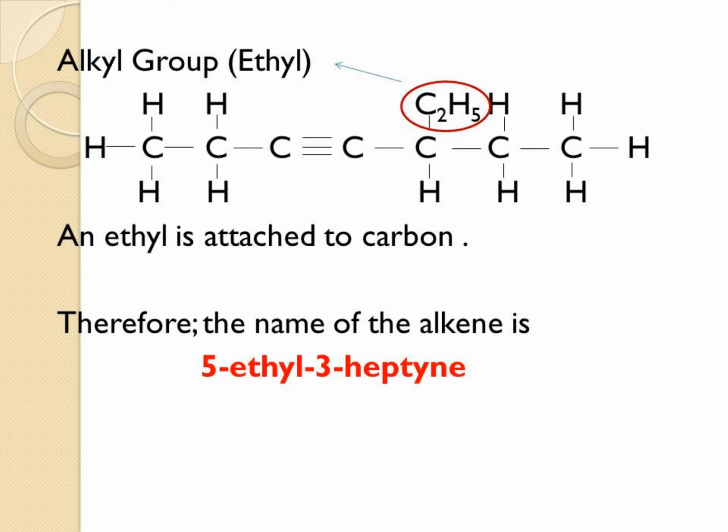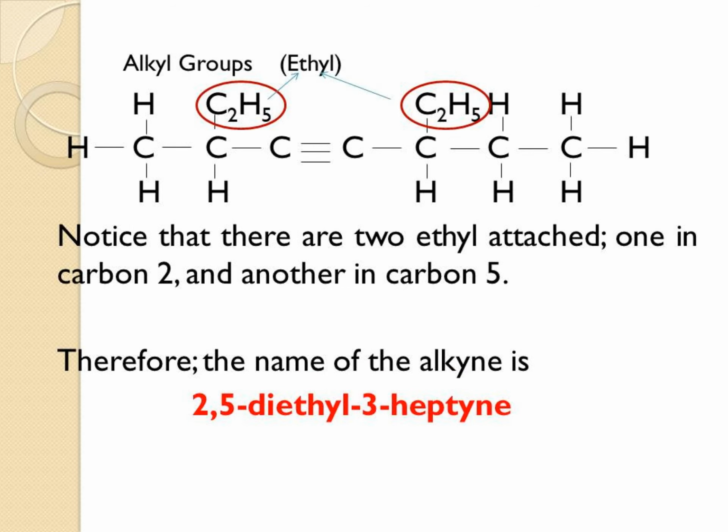3-heptyne. Why 5? Because that is the location of the alkyl group. And the alkyl group ethyl is attached to the carbon 5. And 3 is the lowest number of carbon where we can find the triple bond. And heptyne is the name of the parent chain. In the next example, you can see the same kind of alkyl group, ethyl, attached to the carbon 2 and carbon 5.